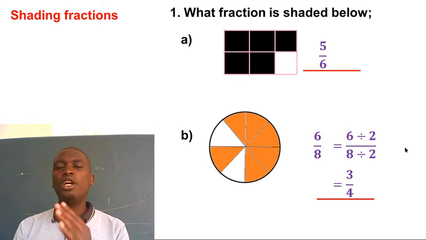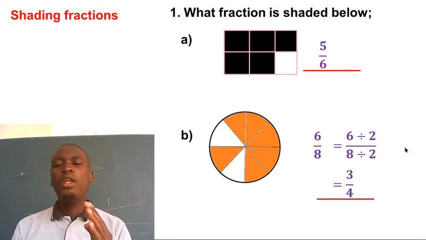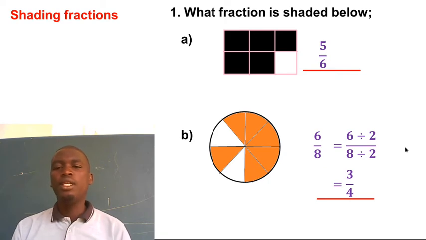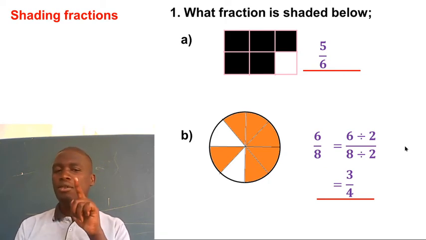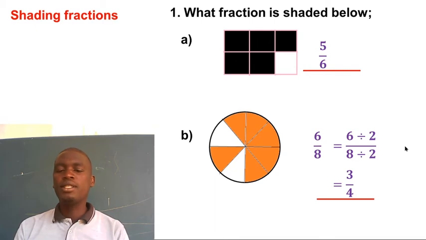So we are saying, what fraction is shaded? A is 5 out of 6. Then B is 6 out of 8. 6 and 8 have a common factor. Have we got that? And that common factor is 2. 2 can divide 6 and 2 can divide 8. And our answer will be 3 out of 4. That one we call 3 quarters. They have shaded 3 quarters of the total.